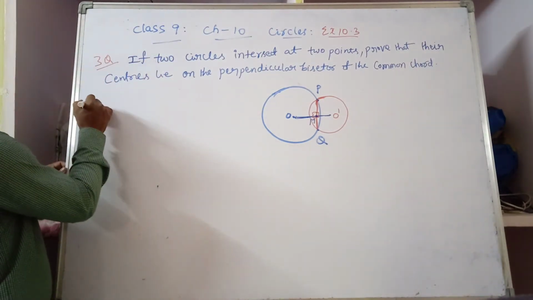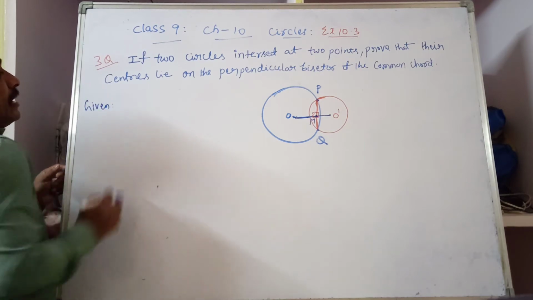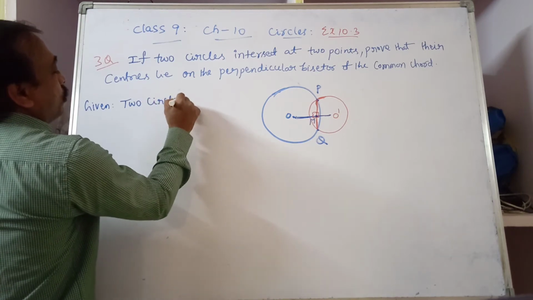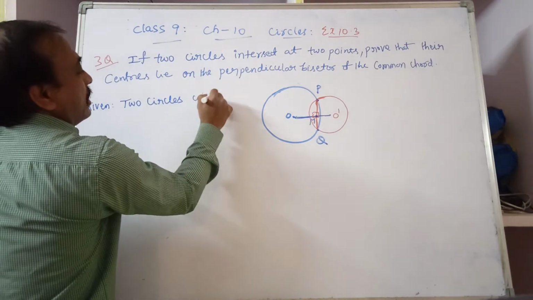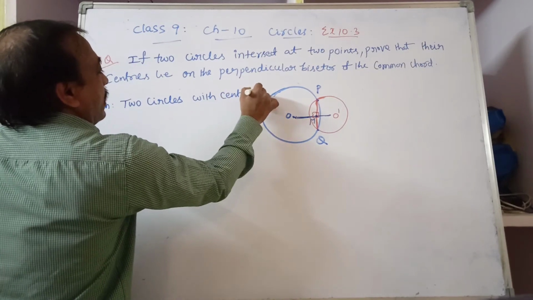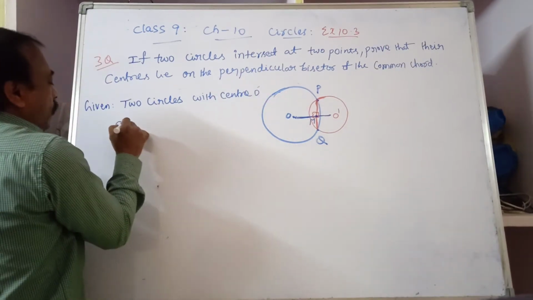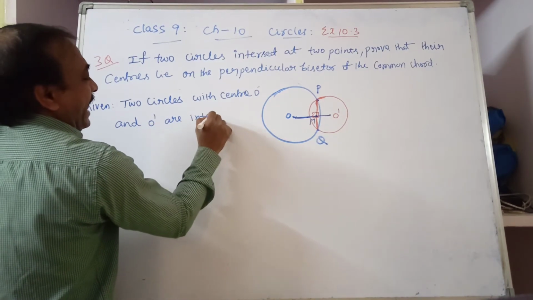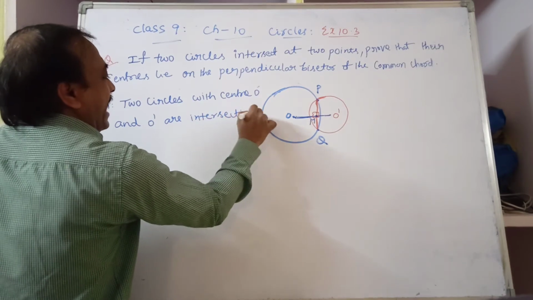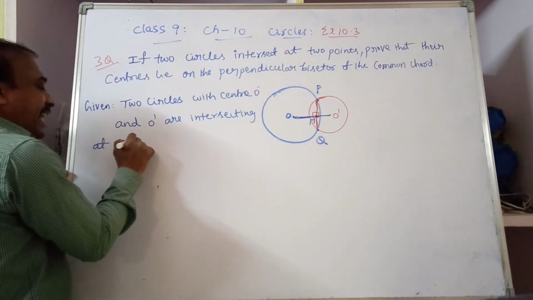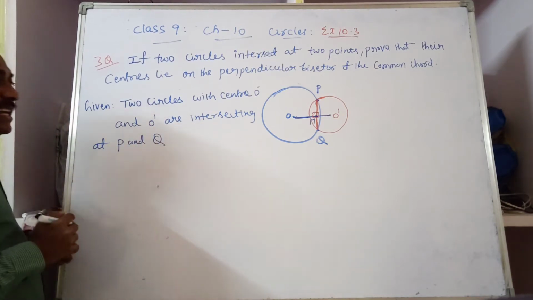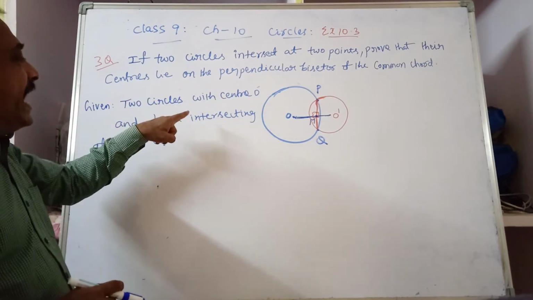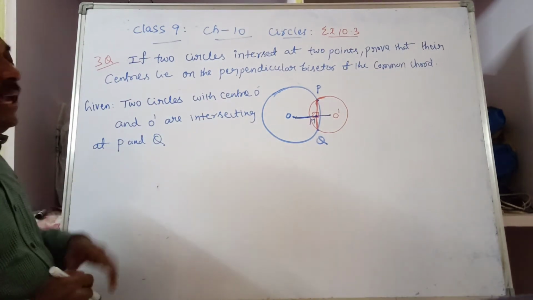So for that, what is given here? Two circles with centers O and O dash are intersecting at P and Q. Two circles with centers O and O dash are intersecting at P and Q.